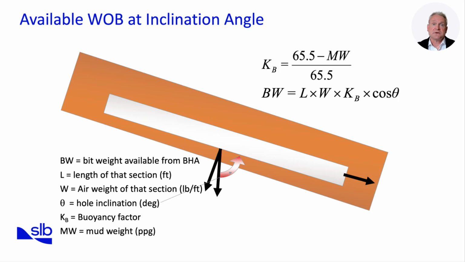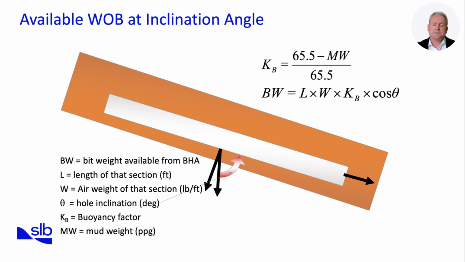Finally, the length of the drill string section and its air weight per foot determine the baseline load that can potentially be applied. By combining these terms, we can estimate how much of the drill string's weight actually reaches the bit. This calculation is essential for planning trajectories and ensuring the bit is loaded effectively without risking buckling or poor drilling performance.